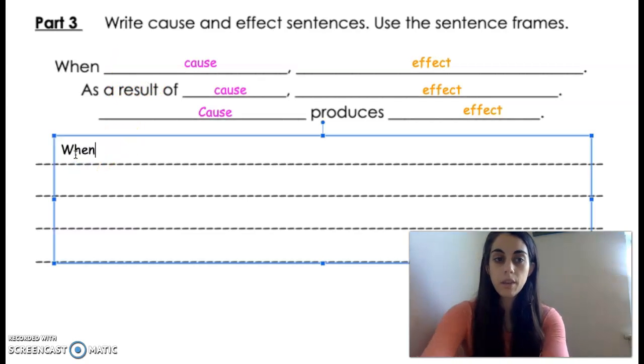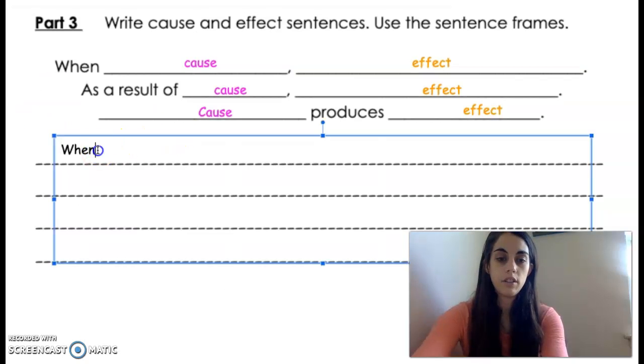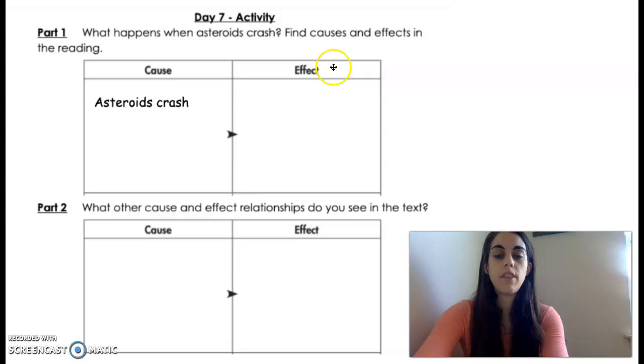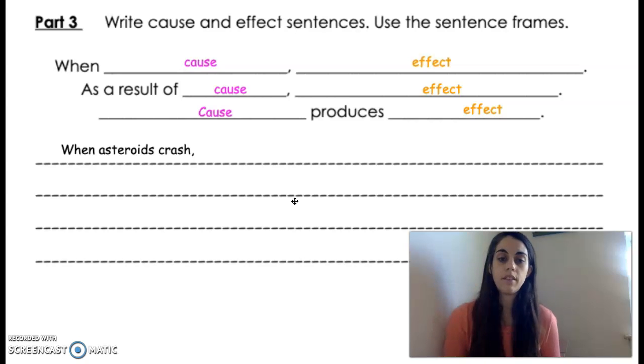When, what's the cause that we put? Asteroids crash. What do I put after the cause? A comma. And now I need to put the effect. So please copy my cause and finish the sentence with the effect. After that, try to write 1 or 2 more sentences.